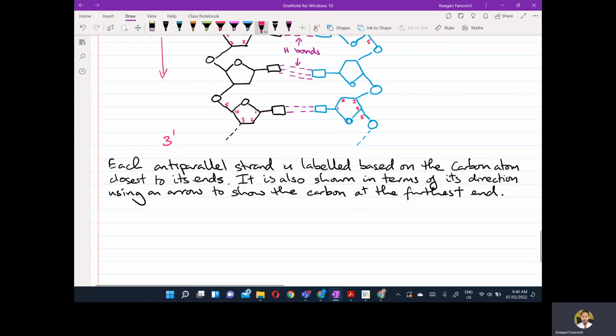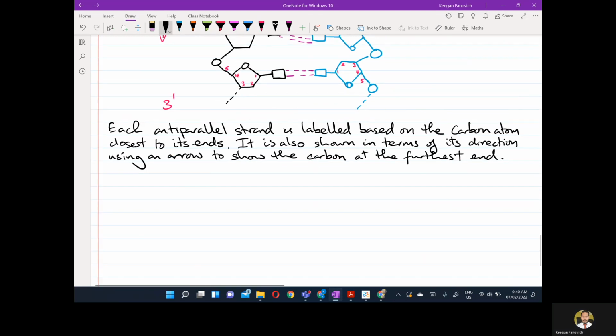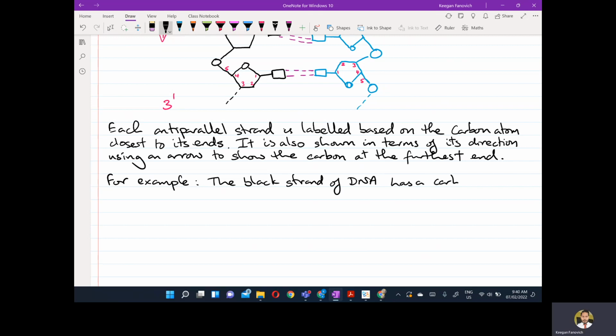So we would label this black strand. For example, the black strand of DNA has a carbon 5 at the top and a carbon 3 at the bottom.